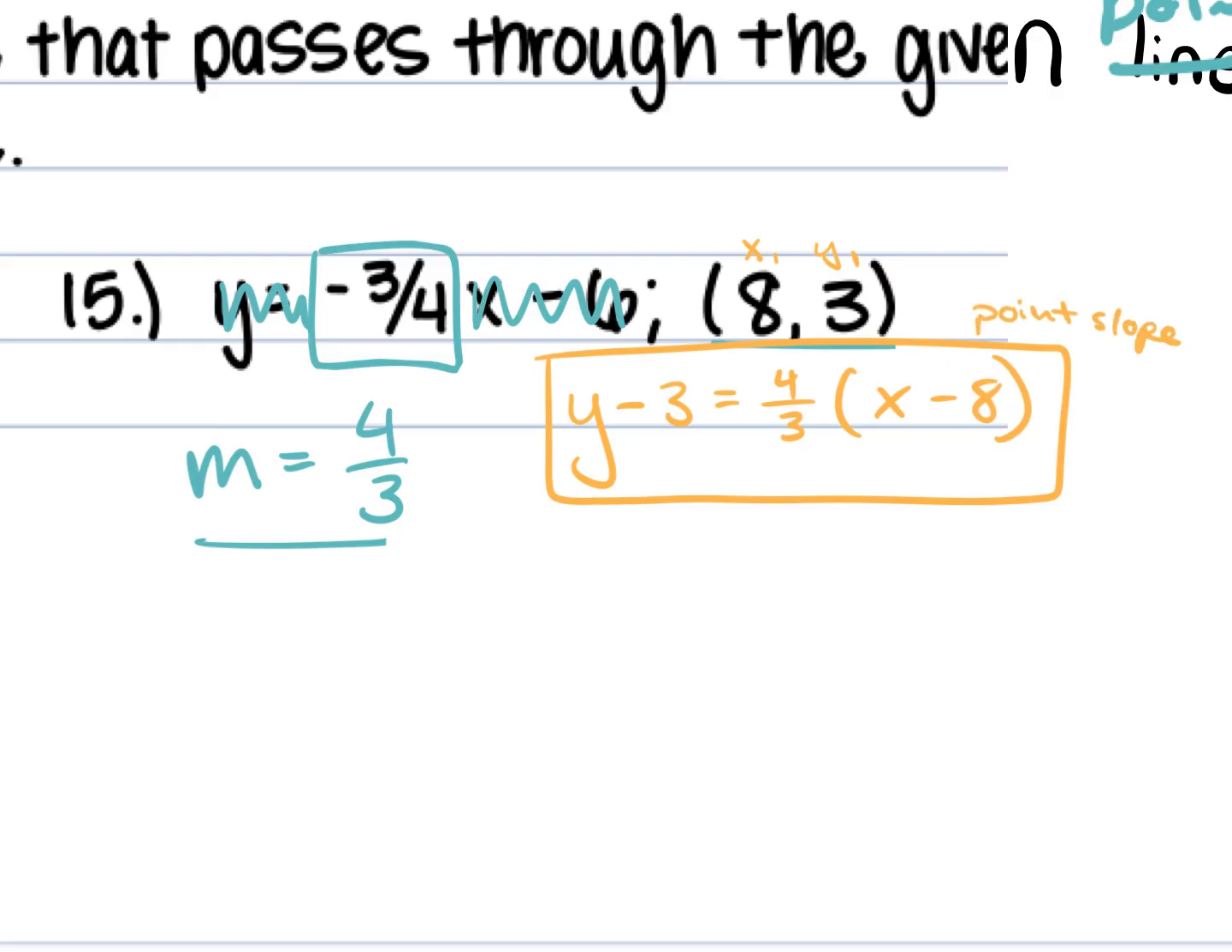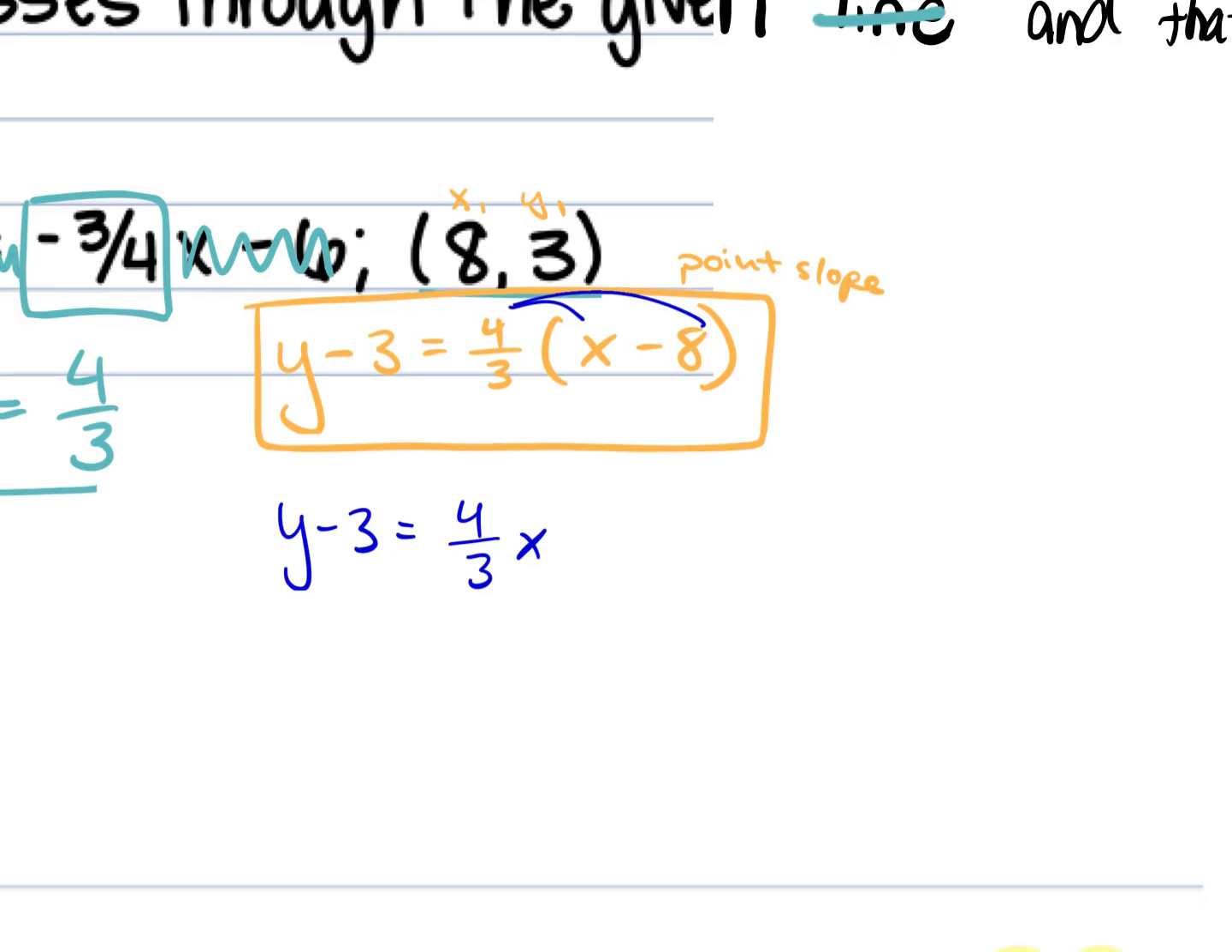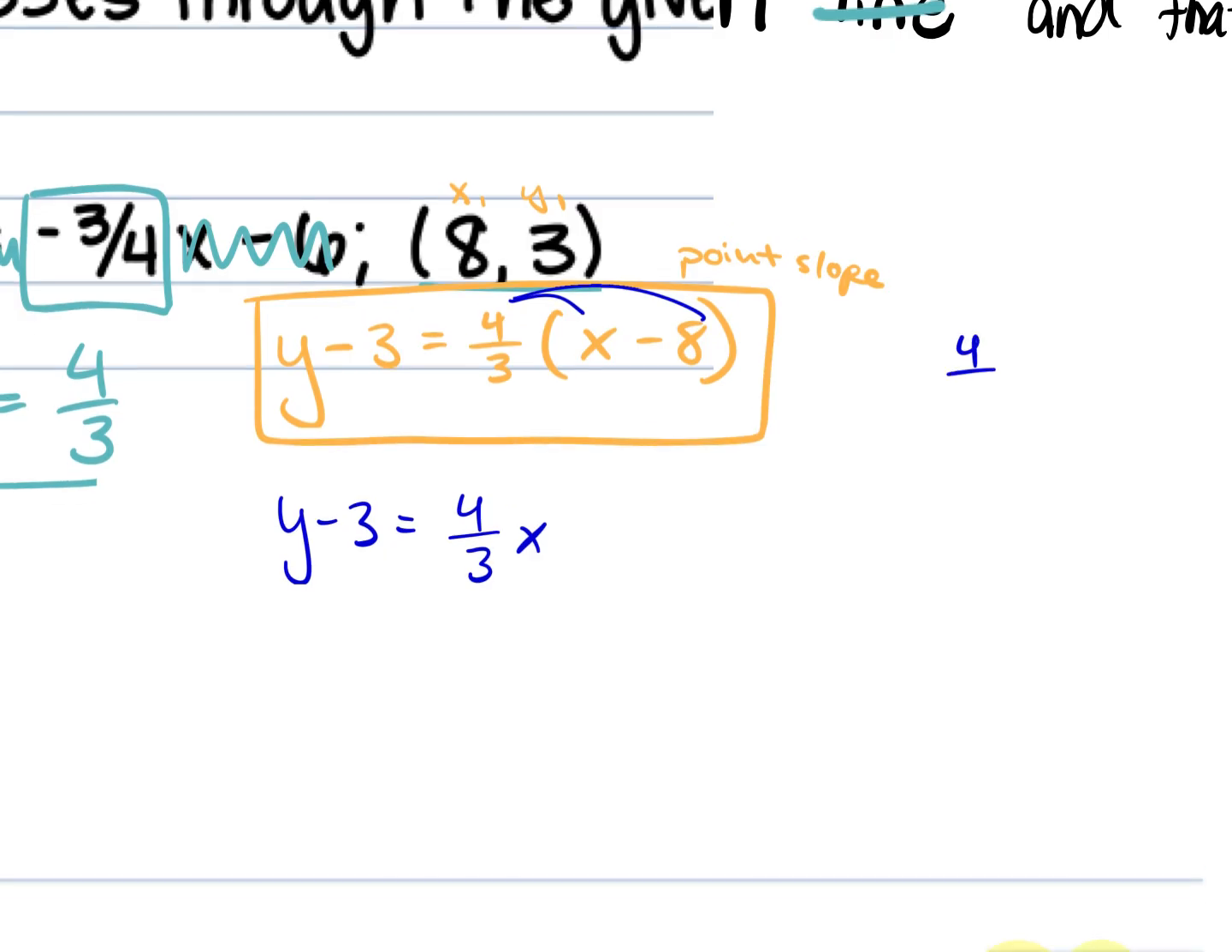But what if the question asks for slope-intercept form? What would we need to do? Distribute. Awesome. So we have y minus 3 is equal to 4/3 x. Then we have 4/3 times negative 8, so 4 over 3 times negative 8 over 1. When we multiply fractions, we multiply straight across. So this would give us negative 32 over 3. So minus 32 over 3.